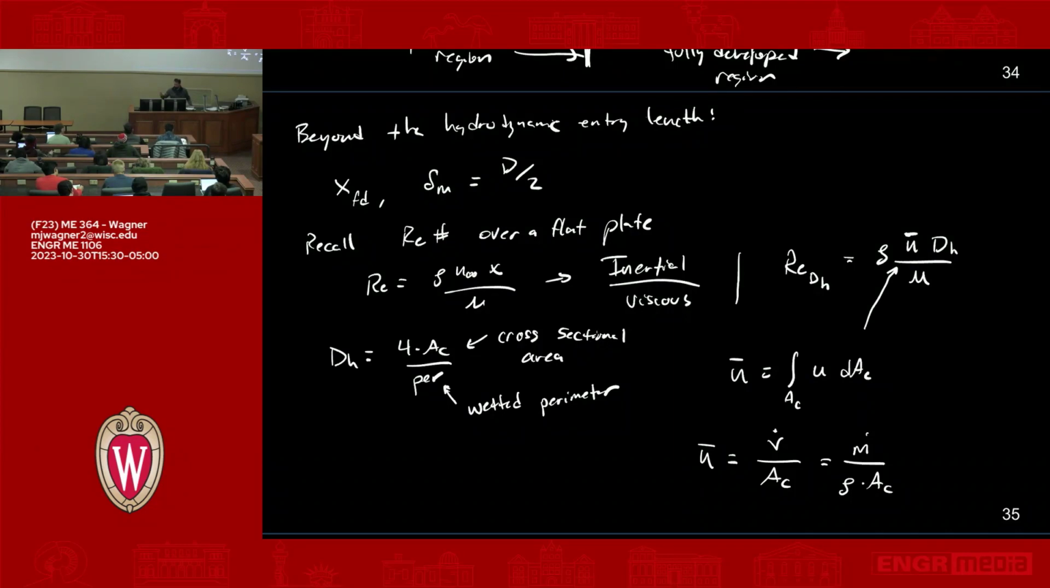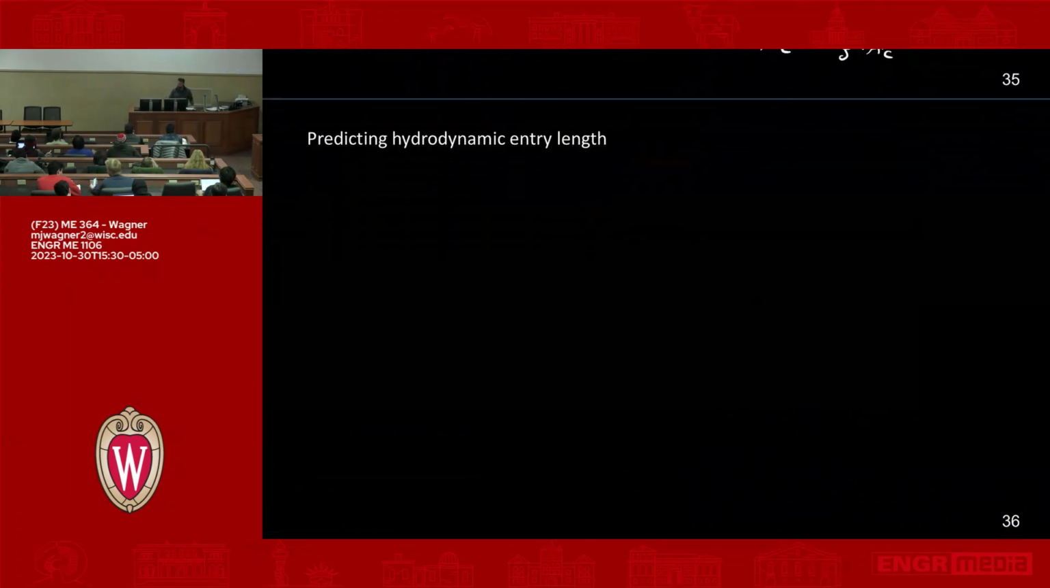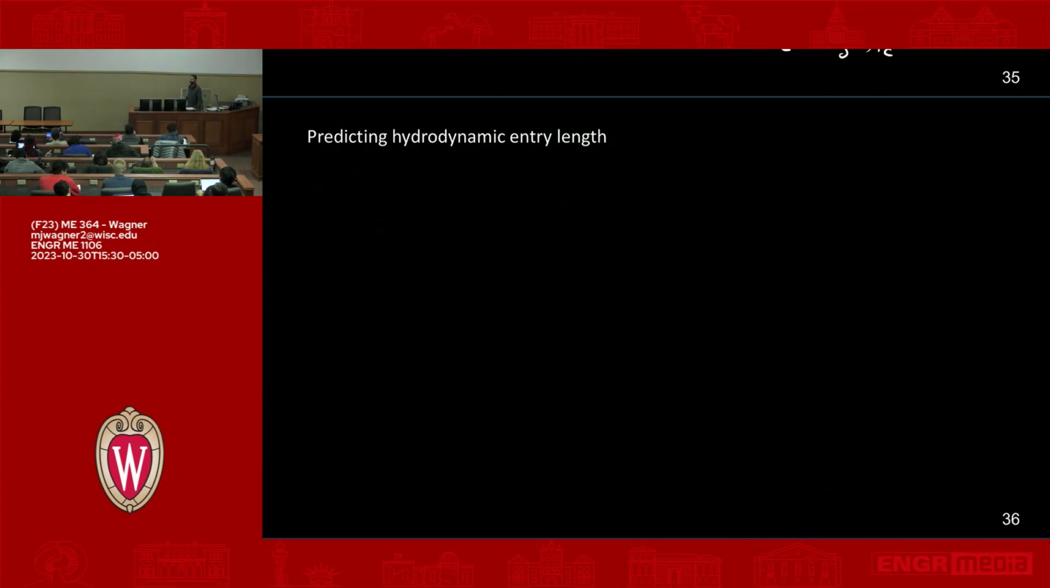So we now have this understanding of the Reynolds number in terms of d_H instead of in terms of x. For internal flow, we're going to represent the Reynolds number in terms of the characteristic geometry being d_H. Another thing you might want to do is predict the hydrodynamic entry length. This is going to tell us how important that entry region is for the overall behavior of the system. So let's go back to our boundary layer model.